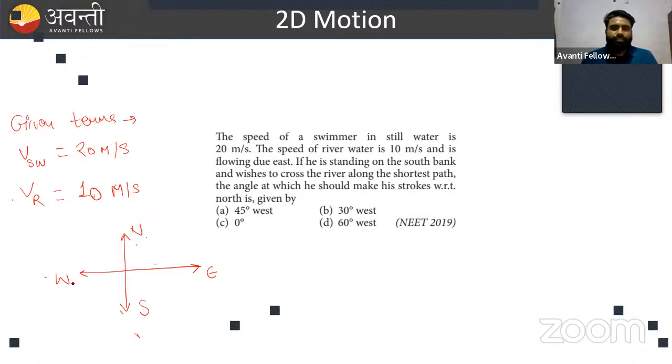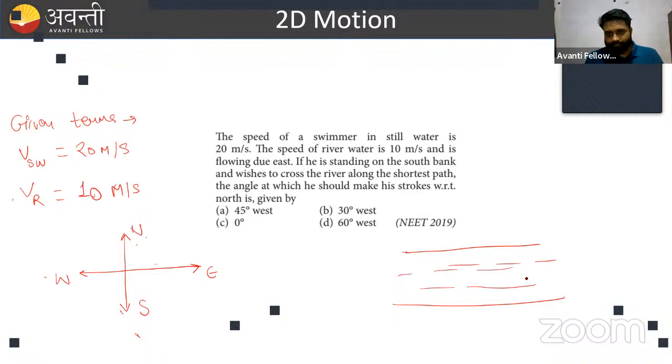Direction is asked in this question. What is the direction in which the swimmer should move to cross the river on the shortest path? You would also know that if this is the river flowing in this direction, the shortest path is perpendicular to the width of the river.